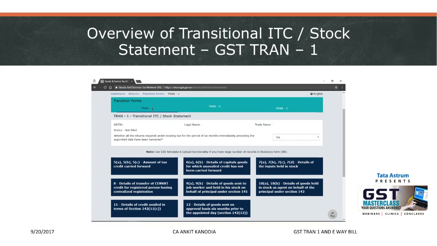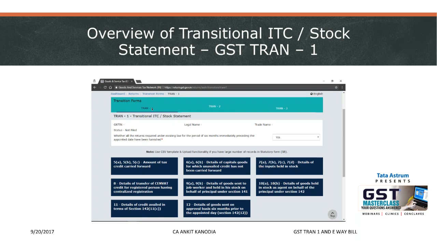So what is TRAN 1? TRAN 1 is a form which has been notified by the CBEC and the central government, wherein persons who are transiting from the old excise, service tax and VAT regime to the GST regime would have certain credits with them. They would have certain forms which are pending at their end, C form, F form, H form. They would have certain raw materials which were dispatched by their vendor in the month of June but received in July, so they are not able to account for the same in their excise or VAT returns.